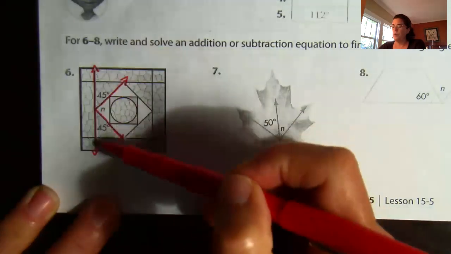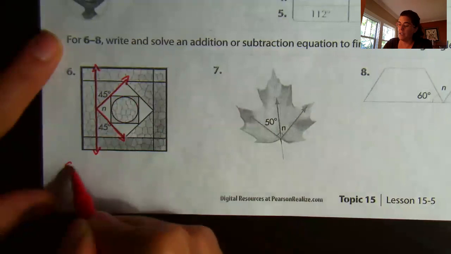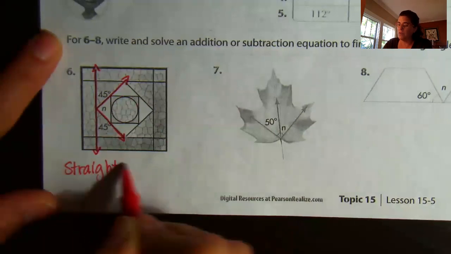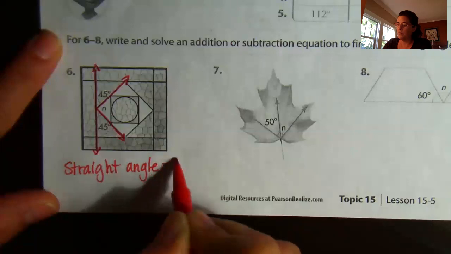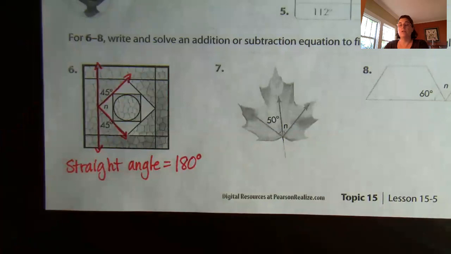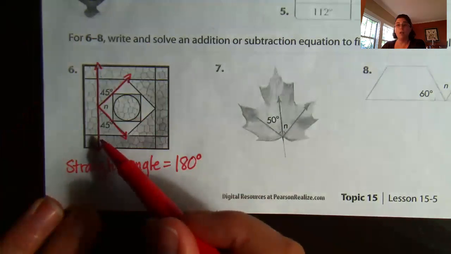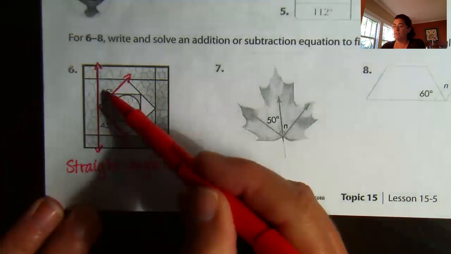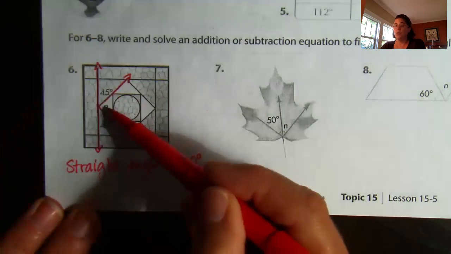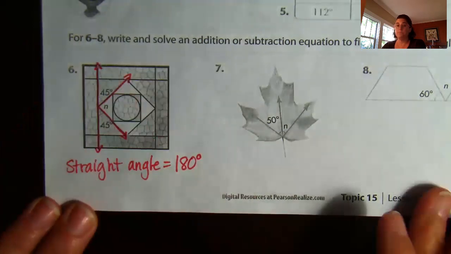And do we remember what a straight angle equals? If you said 180 degrees, you are correct. So I'm going to go ahead and write that down. A straight angle equals 180 degrees. So now we're going to use that knowledge. That is, the whole angle is 180, and we're given parts, but not all the parts. So we have 45, 45, and an unknown number. So use that information to solve number 6.